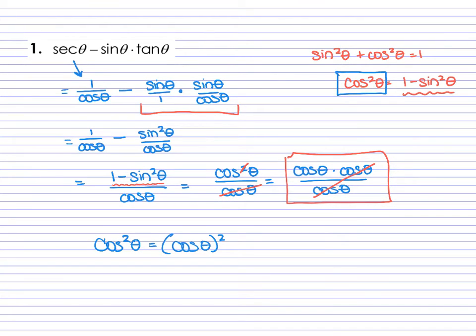I know I've got 2 cosine thetas in the numerator, I've got 1 cosine theta in the denominator, so I'm going to be left with 1 in the numerator. So what this whole thing is actually equal to, I'll put that in parentheses as a side note. This whole expression, once I cancel out the cosines, is actually equal to the cosine of theta. That is my most simplified answer. That's my final answer for this problem.